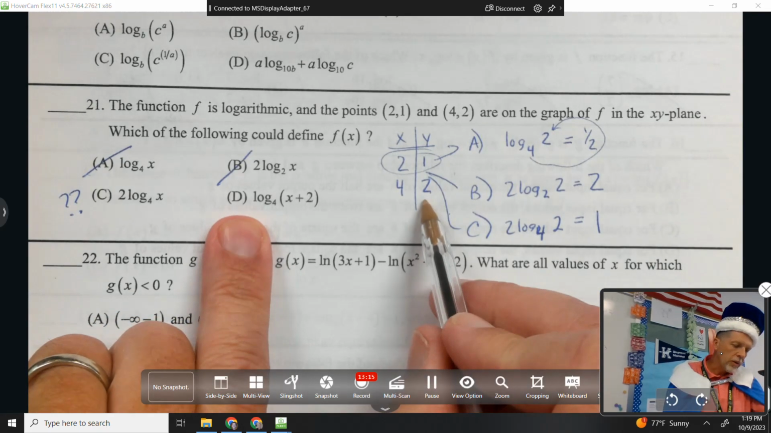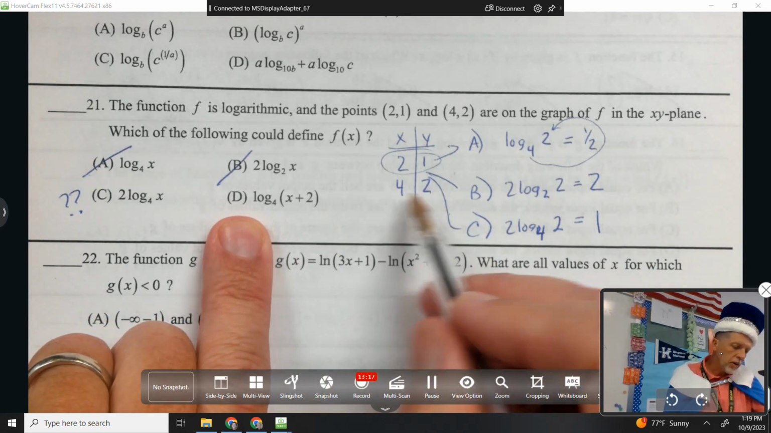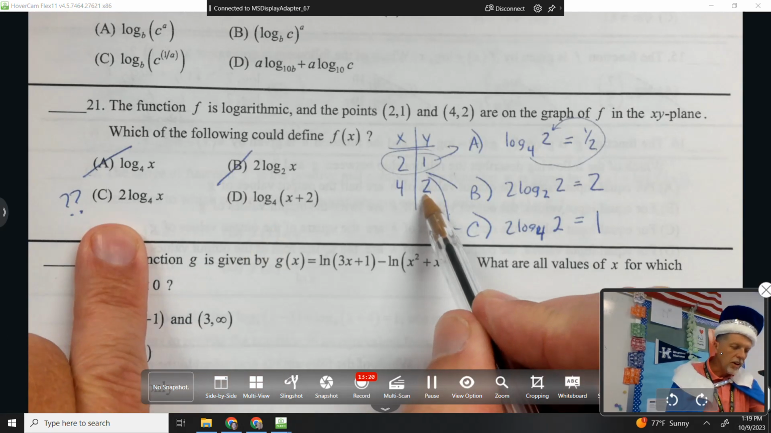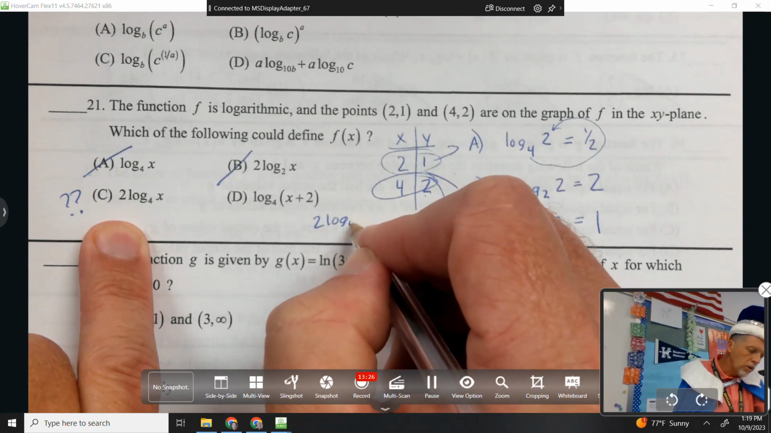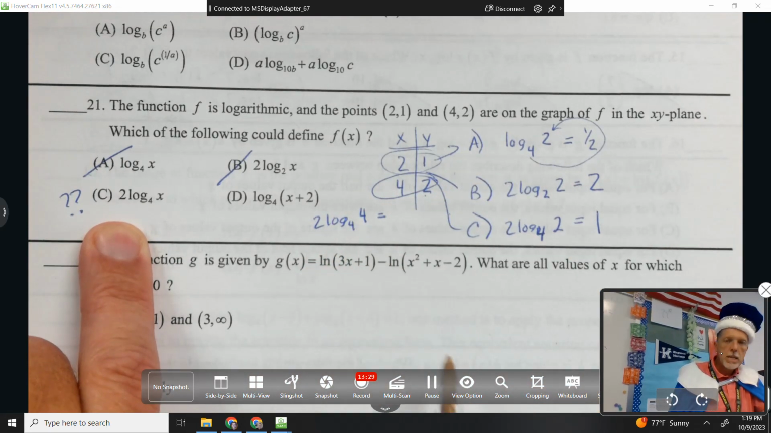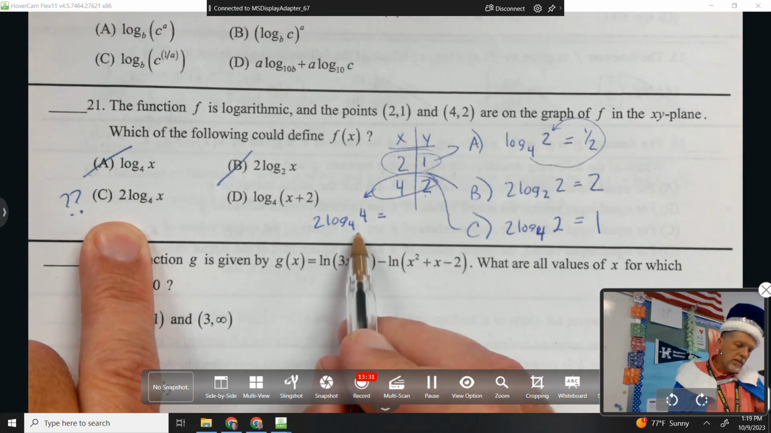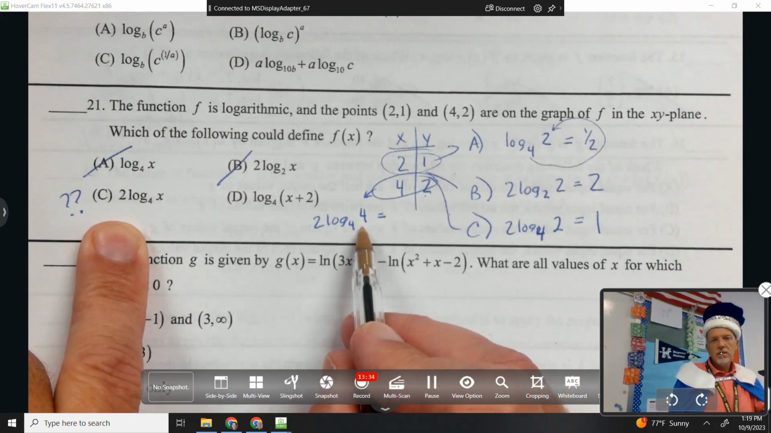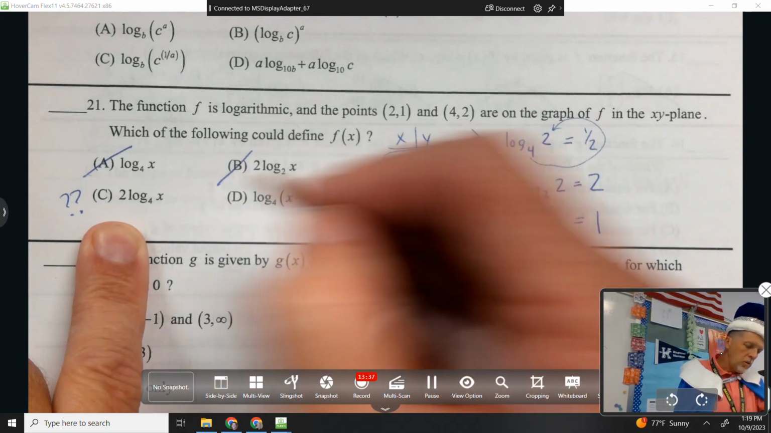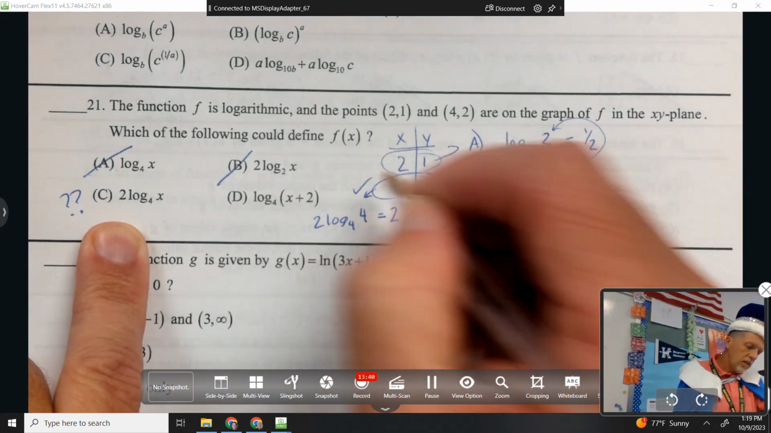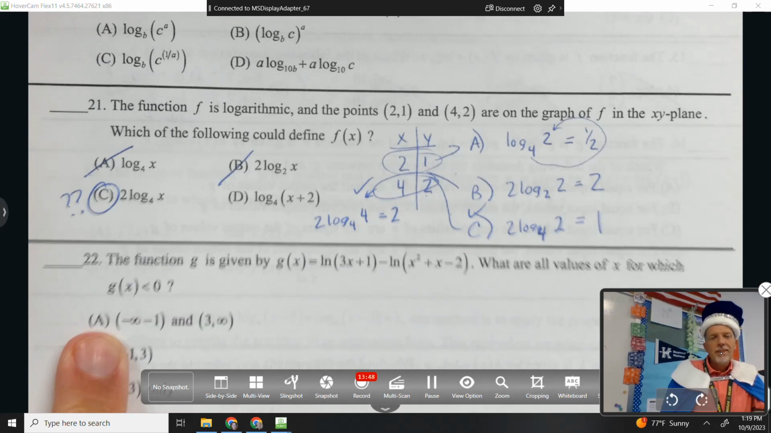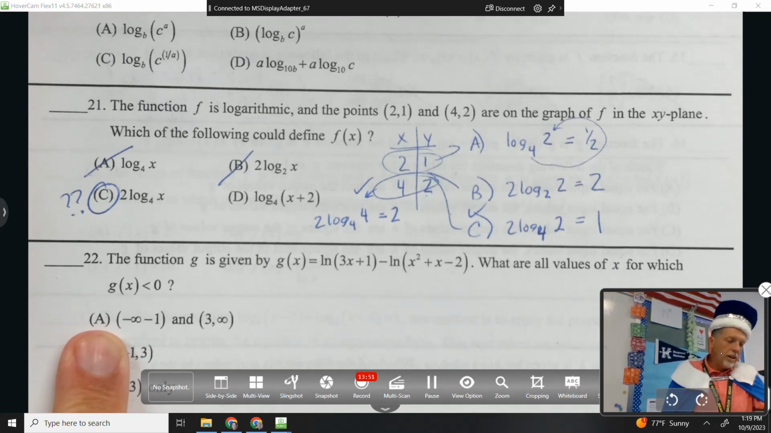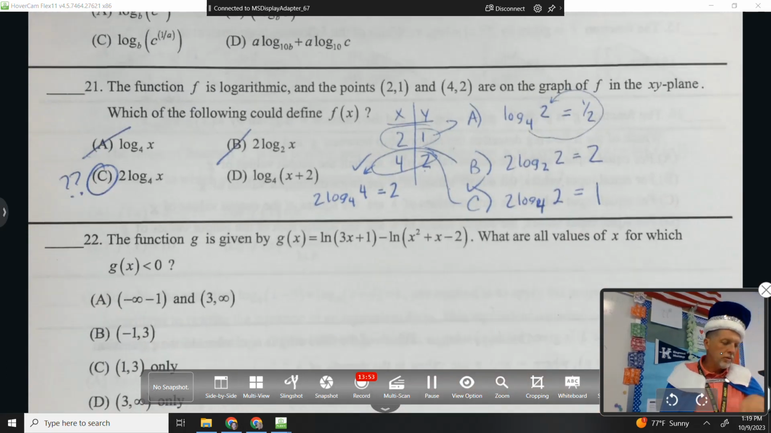I would need to check the other one. So I either check D to see if it doesn't work, or check the other point for answer C. I think I'm going to check the other one and see if it works. 2 log base 4 of 4. Let's see, log base 4 of 4 is 1. 2 times 1 is 2. So yes, C works. So for that one, just the way it's arranged and worded, just plug in the points and see what works and what doesn't.